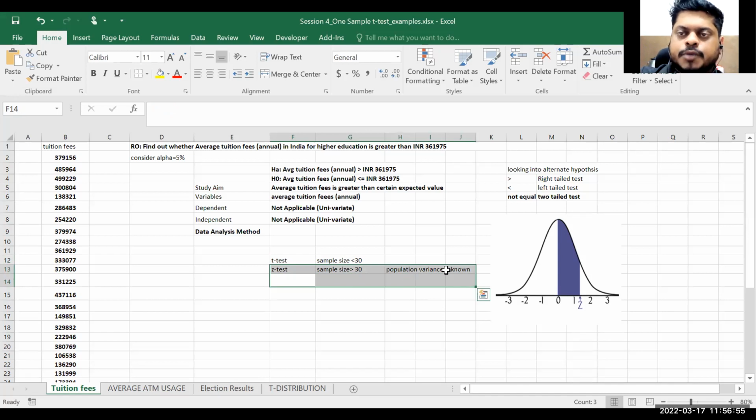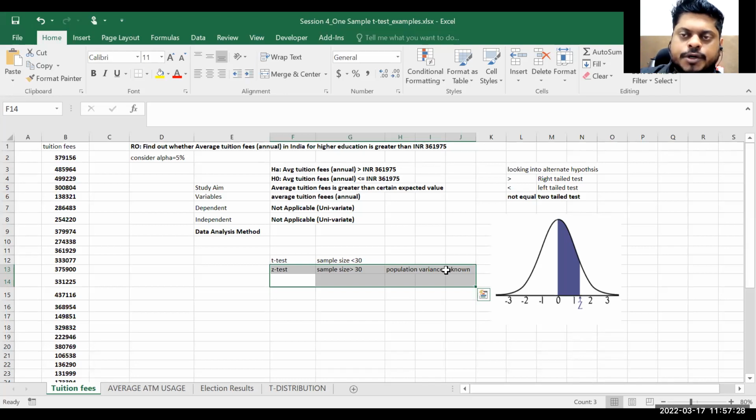Like in this particular case, what am I going to study? I'm going to study the average amount of tuition fees on an annual basis, how much parents spend on their children's higher education. For me, the population is those 50 lakh or 25 or 30 lakh students who are pursuing higher education within India. For them, finding out how much all of them are spending and then finding out the variance, I do not have that information. So I'll always go with a t-test.